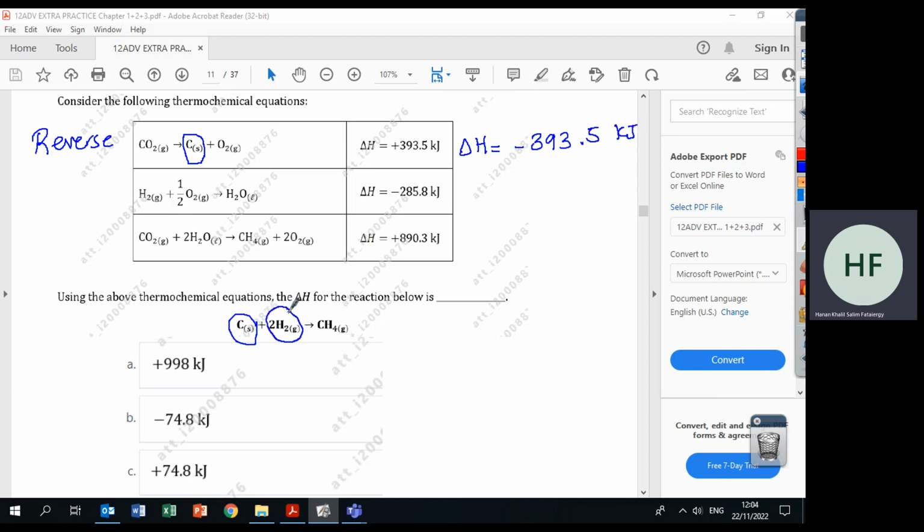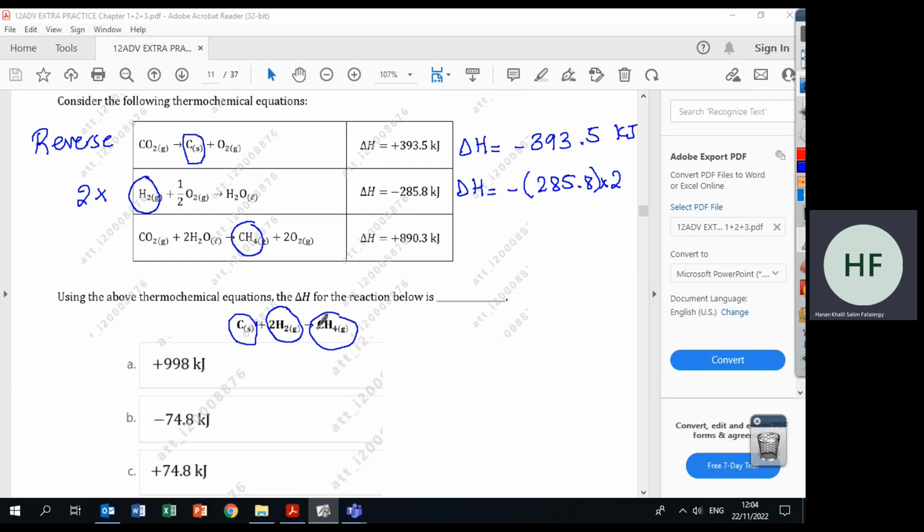Now I want to search for 2H2. 2H2 is here, but the problem is that here H2, I want it to be 2H2. So what will I do? I will multiply this one by 2. Do I need to reverse the reaction? No, because here is a reactant and here is a reactant. So delta H will be minus 285.8 multiplied by 2.